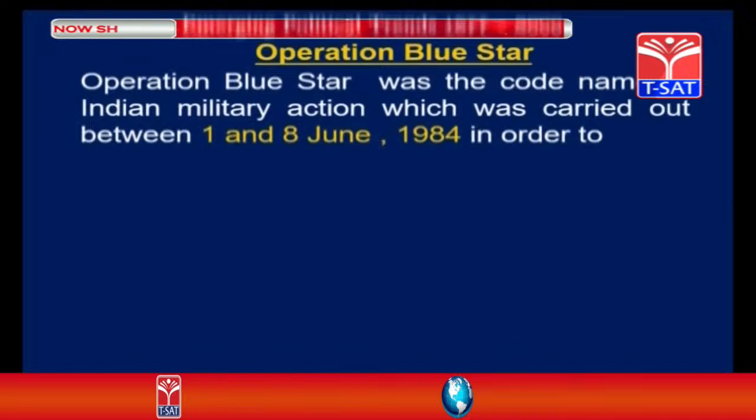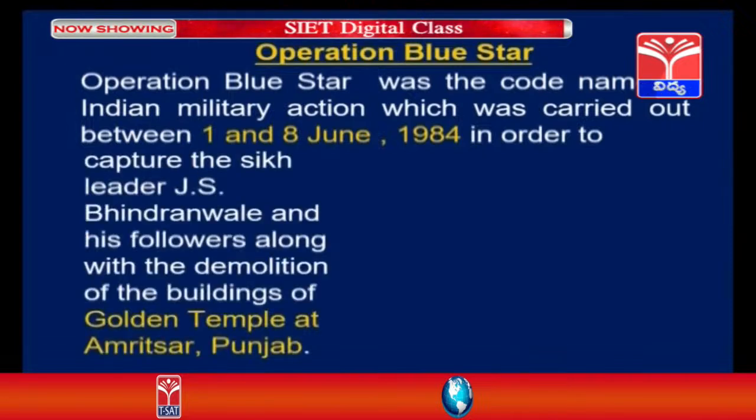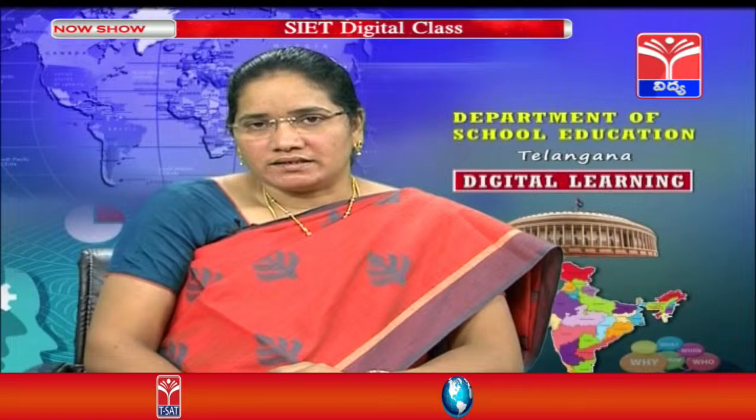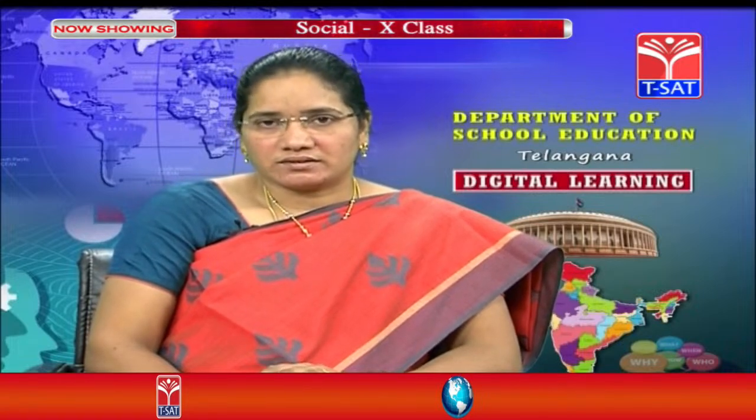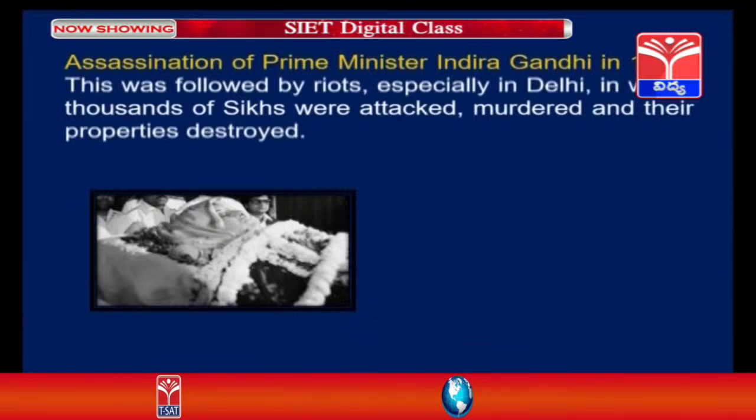See, in detail we will know. Operation Blue Star was the code name of an Indian military action which was carried out between 1st and 8th June of 1984 in order to capture the Sikh leader J.S. Bhindranwale and his followers, along with the demolition of buildings at the Golden Temple at Amritsar in Punjab. After this incident, after Blue Star capturing the Sikh militant leader, this was followed by the assassination of Prime Minister Indira Gandhi in 1984.